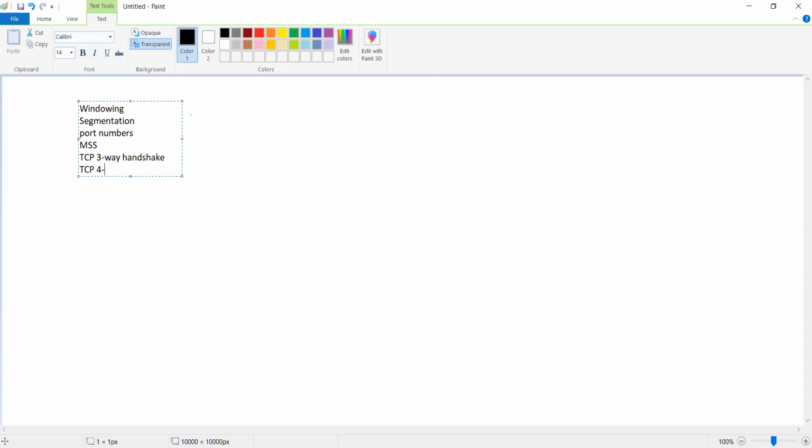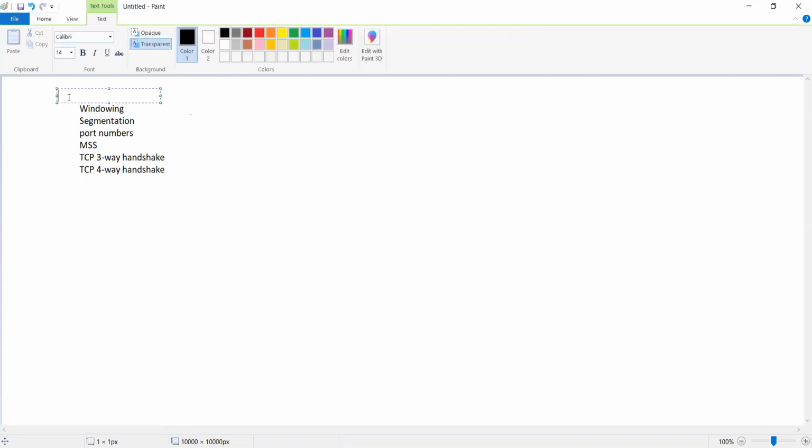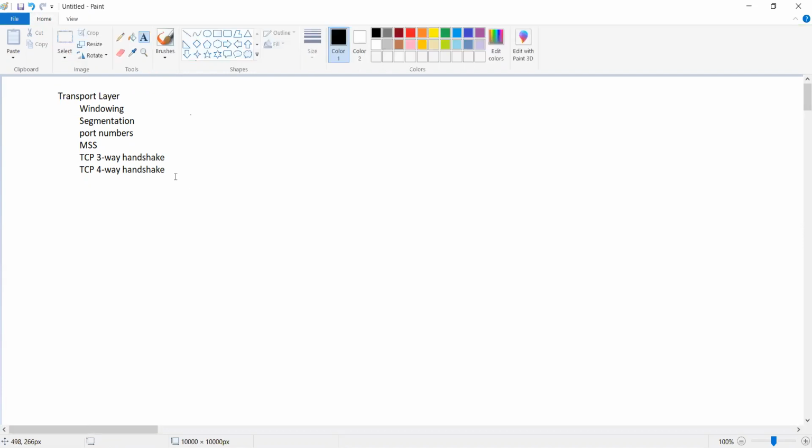TCP four-way handshake. You want me to go on? No, this should be enough. So these are under which layer? These are under layer 4, which is Transportation. Transport, not transportation. It's transport layer. Okay.